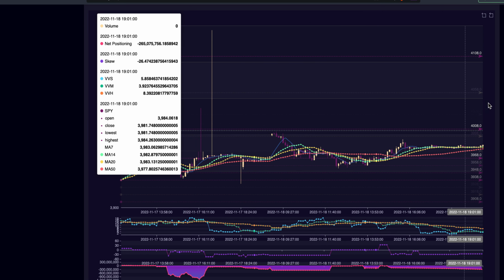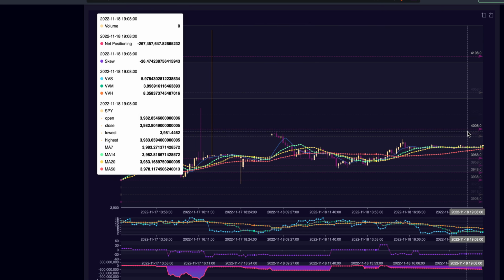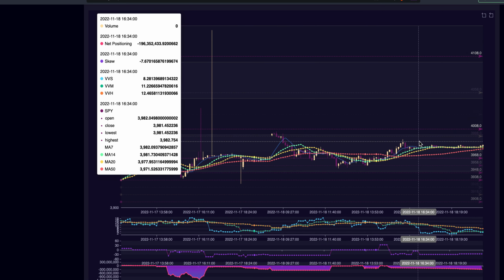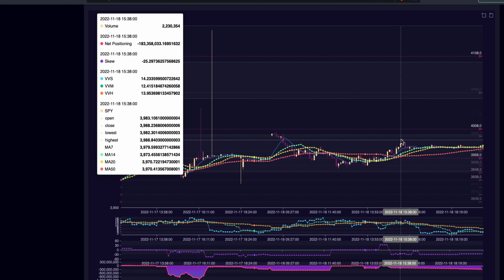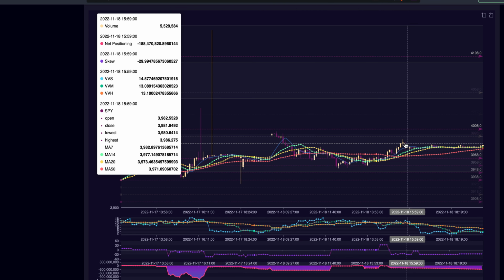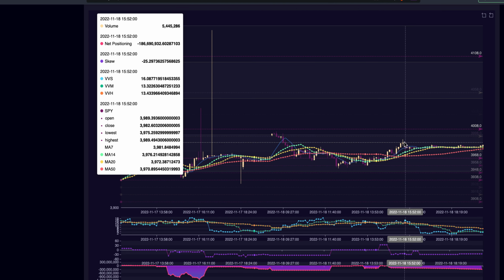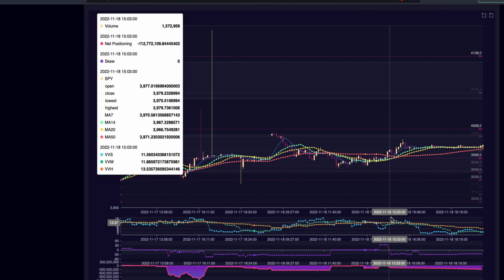What you've got over here is a couple of things. If you hover over each section, you can see what the high was, what the low was, close, open, and so on. You've also got the moving averages, 7, 14, 20 and 50, on the 7 minute candle, because that's what we focus on. You've then got the volas below, which are all aggregated here.